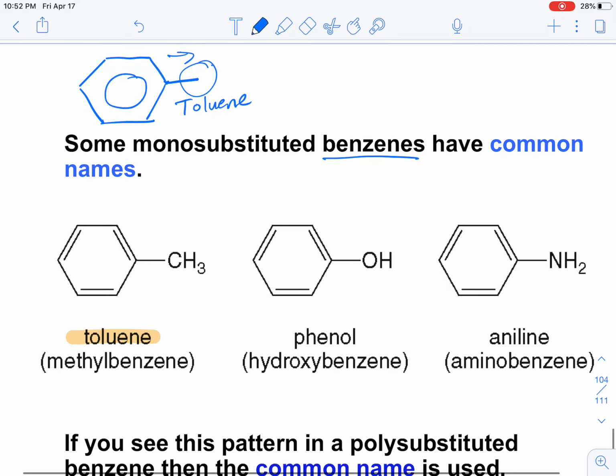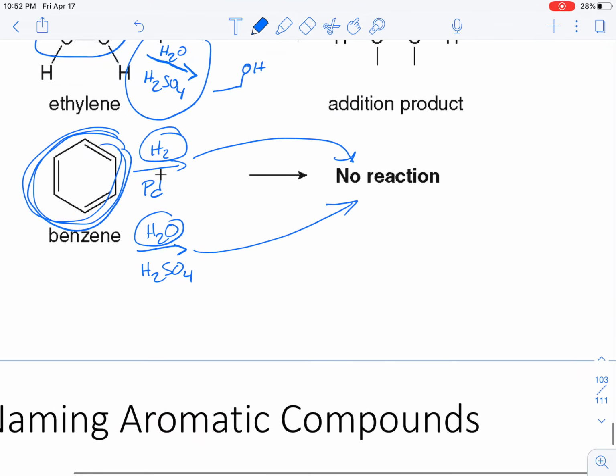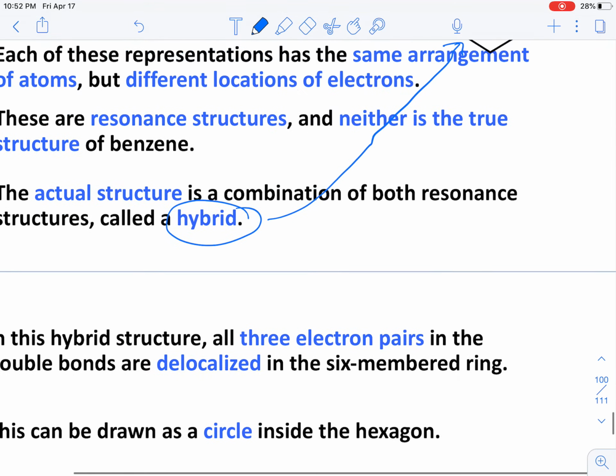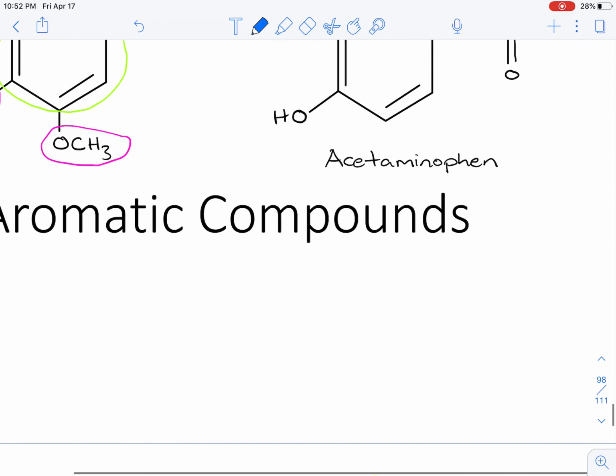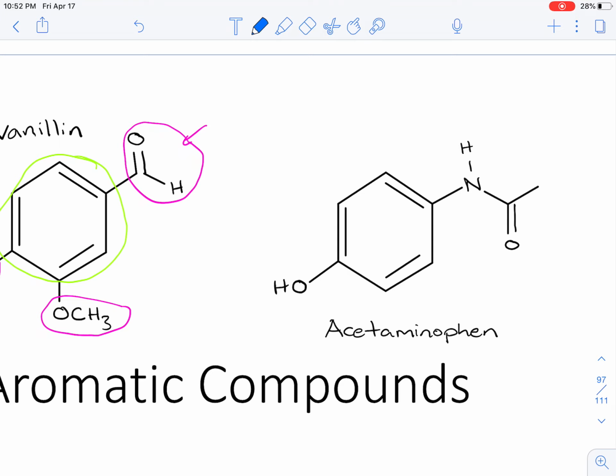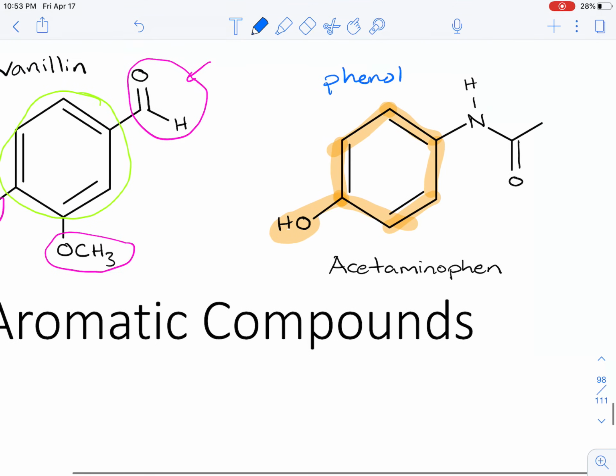And so if you have a benzene with a hydroxyl group, this is known as a phenol, right? So remember acetaminophen. I'm going to scroll all the way up. So acetaminophen was the main component in Tylenol. And so this benzene ring with the hydroxyl group, that is your phenol. And so that's going to be representing the parent name for the compound.